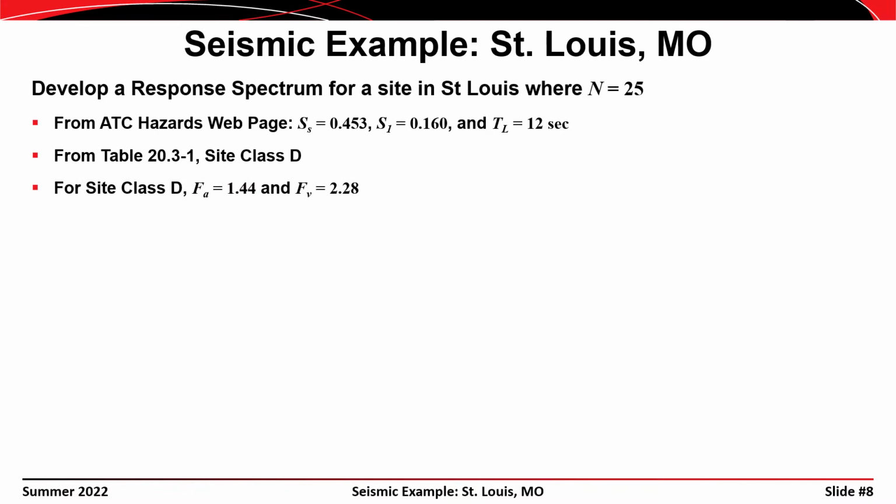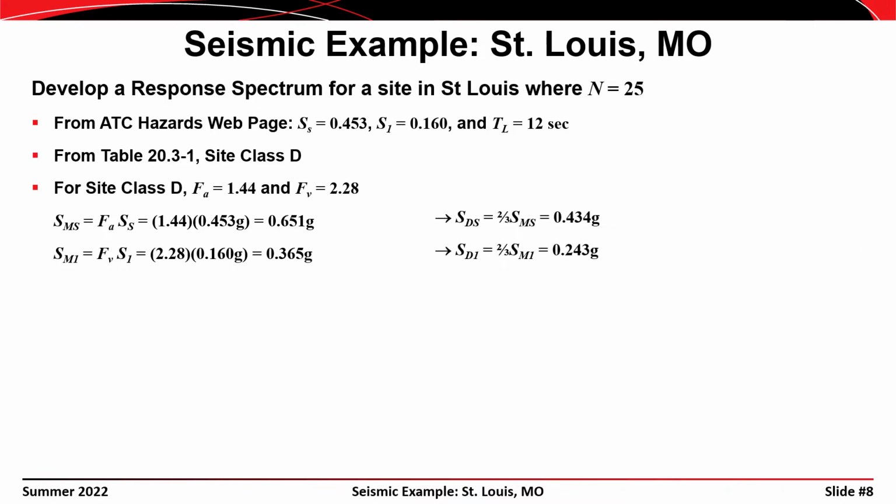So given these values so far: an S sub S value of 0.453, an S sub 1 value of 0.160, a T sub L value of 12 seconds, a site classification D with site coefficients F sub A equal to 1.44 and F sub V equal to 2.28. We can next determine S sub MS as the product of F sub A and S sub S. That works out to be 0.651. And we can determine S sub M1, which is F sub V times S sub 1, and that works out to be 0.365.